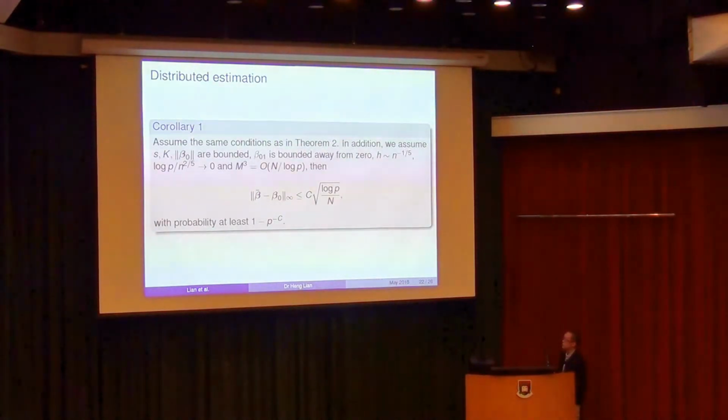Okay, so this corollary just says, because the previous one has very complicated conditions, we simplify it a little bit. Note that the main condition of interest may be here, so the number of machines cannot be too large compared to the sample size. Otherwise, the procedure will fail. We have this convergence rate.